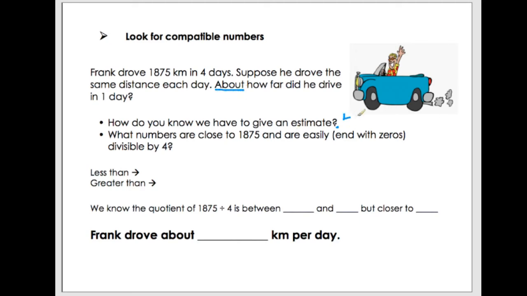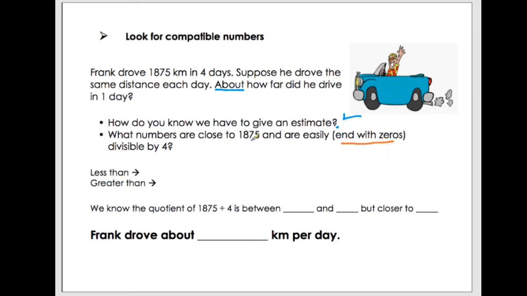Yes, good job. And now to answer this situation, we need to know which numbers here are close to 1875, are easy, meaning with zeros at the end, and are also divisible by 4. Whoops, teacher, now you're asking too much. I agree, now I'm asking too much, but let's work on this. So first of all, the number needs to end with 0, right?